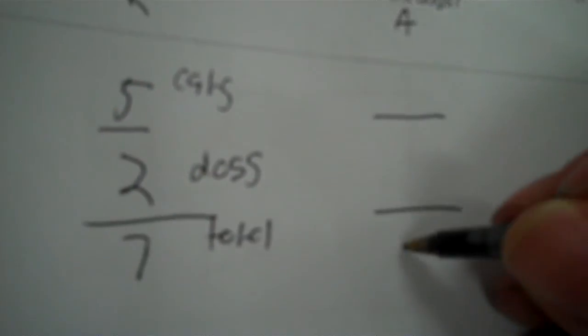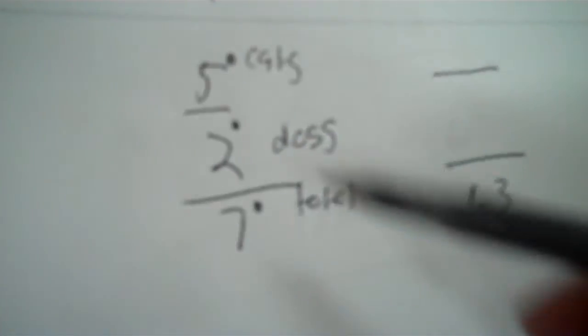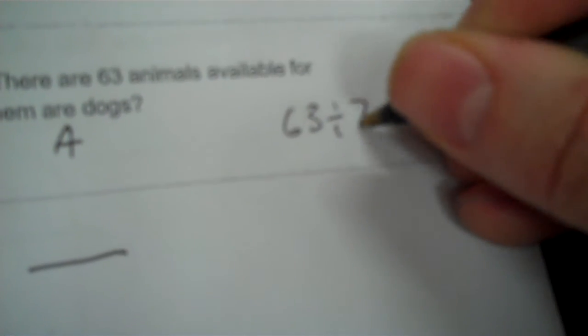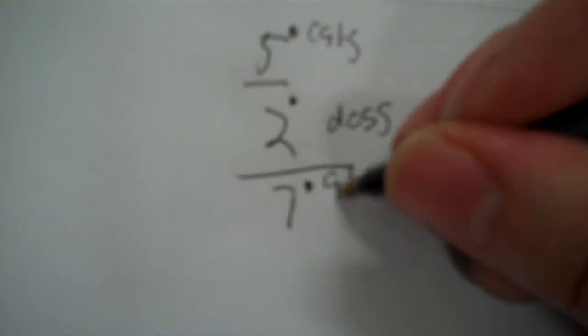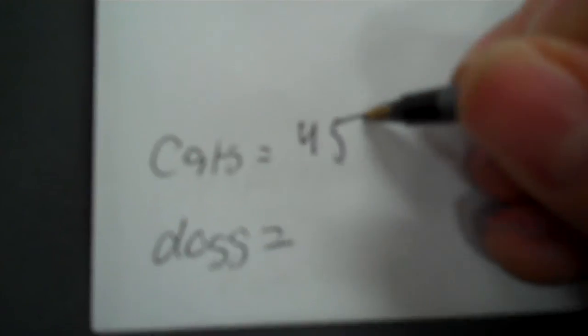So this is the ratio column. This is the actual column. So the only actual amount I get is 63 animals. Well, that's got to be your total. Okay. So we're going to find the cats and dogs. We've got to put times dots, but we have to figure out what we're multiplying by. Well, 7 times what takes me to 63? Well, we could just take 63 divided by 7, and that's 9. So that's the number we multiply by. So 5 times 9 is 45, so it'll be 45 cats. And then 2 times 9 is 18, so it'd be 18 dogs.